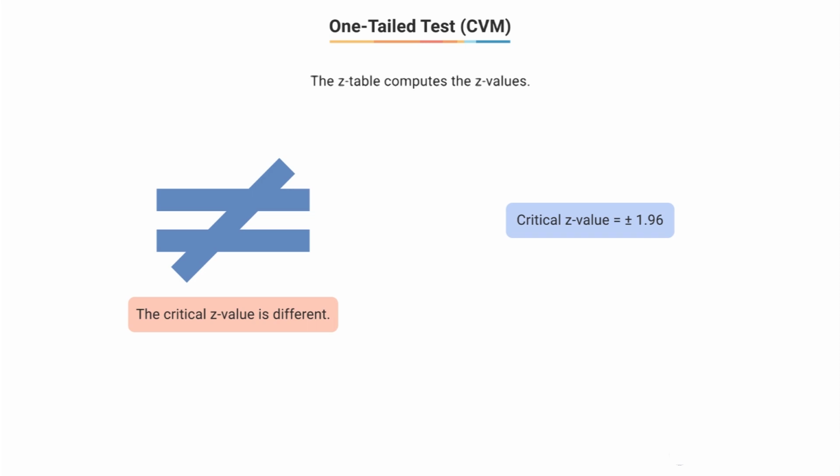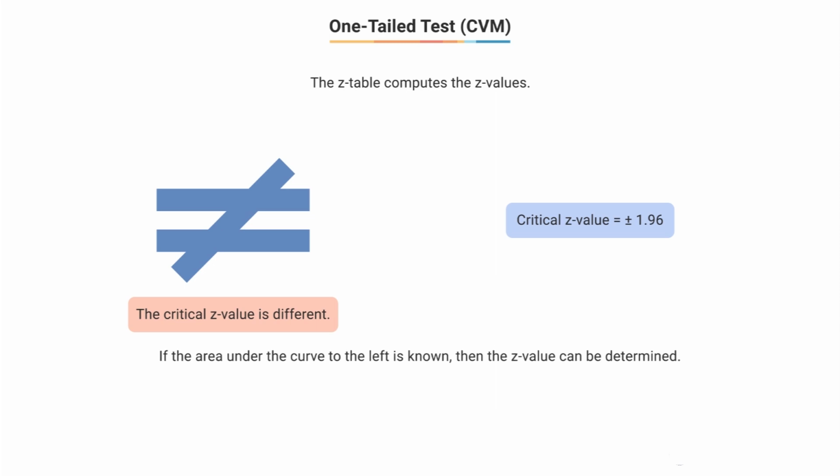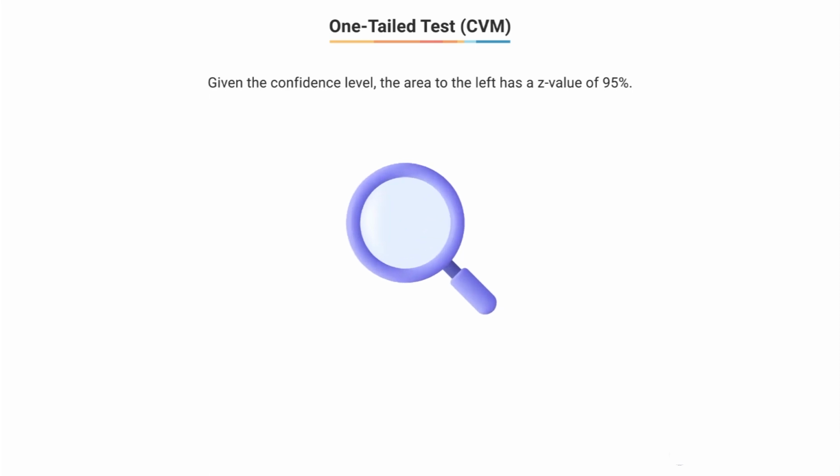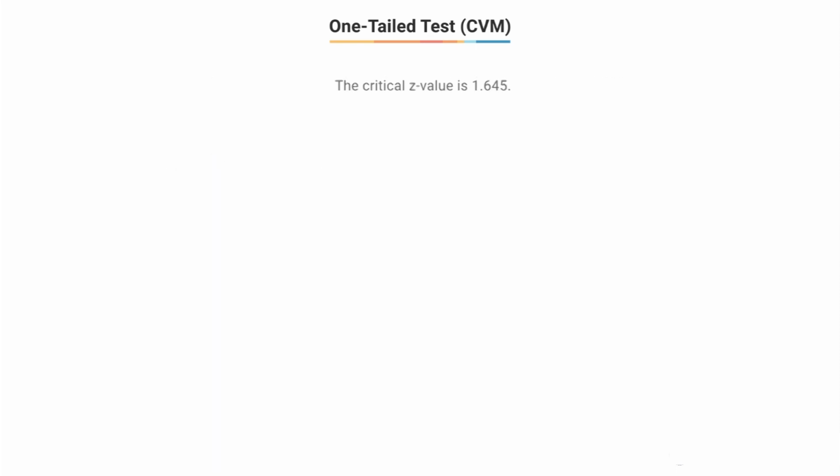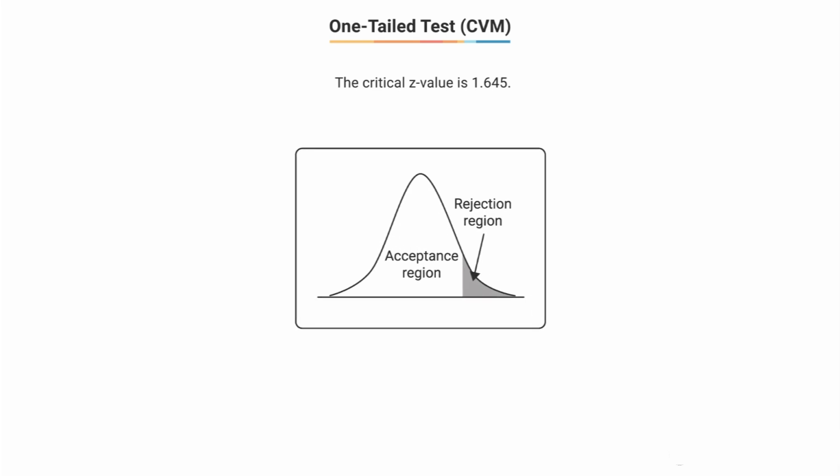Let's go to the Z table or R software to compute these Z values. Recall that we determine the Z value if we know the area under the curve to the left of the Z value. We know that the area to the left was 95%, as this is the confidence level given to us. So let us search for the Z value corresponding to this confidence level. If you compute this Z value from the Z table or R software, you will get the value as 1.645 to be more precise. So now we have found our Z value, which is 1.645. As you can see in the figure, the rejection region will lie to the right side of the 1.645.